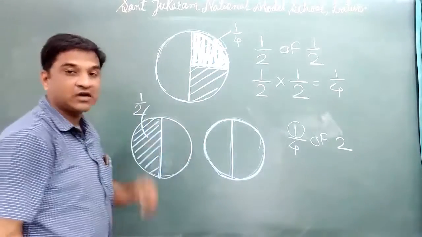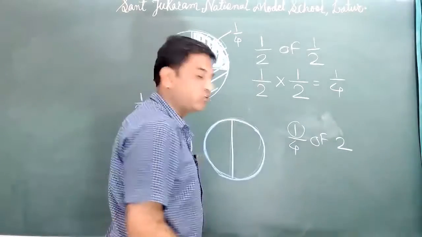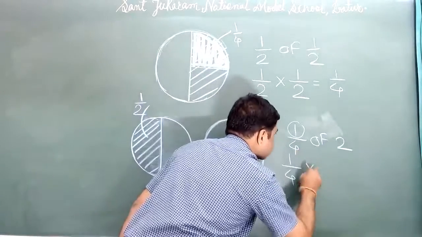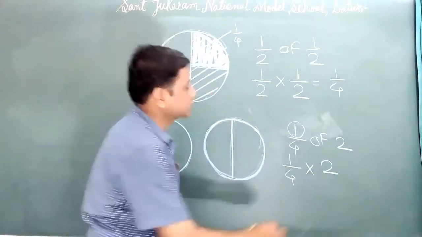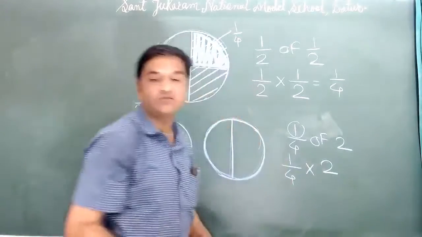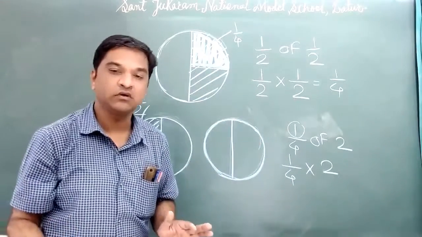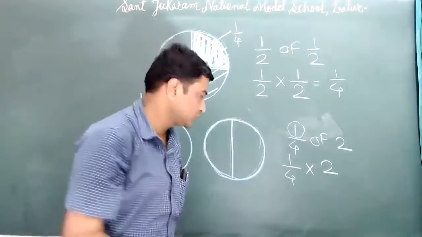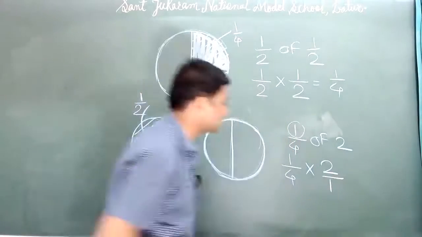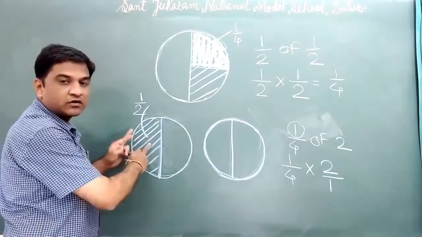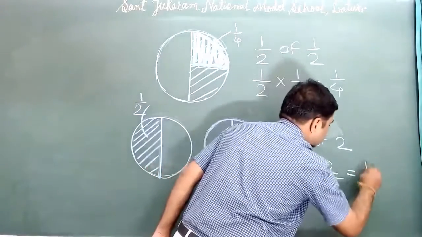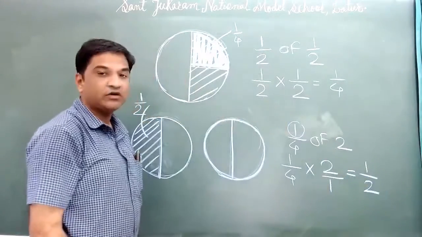Now how did we get this answer? When we say "of", it indicates multiplication. What is the denominator of 2? We have already seen that every whole number is a fraction with denominator 1. So we put the denominator of 2 as 1. Fine. Now, what to do next? Actually, we got the answer as 1/2. How did we get this answer?